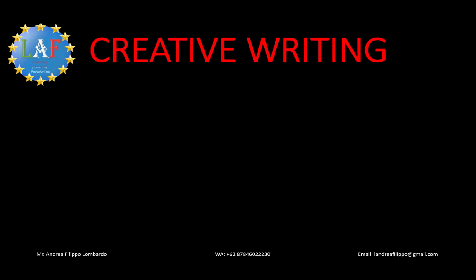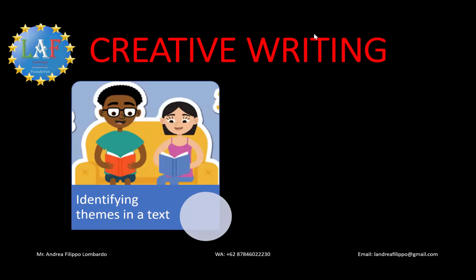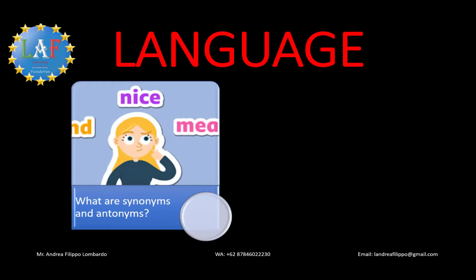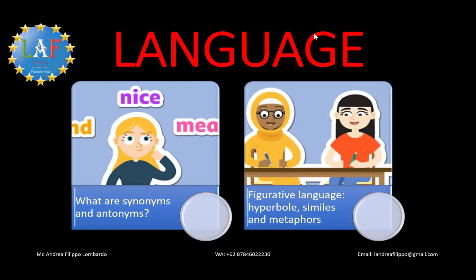The next section will be about creative writing, where the students will learn how to identify themes in a wide range of stories, and they will find out why it's important to check their work for errors. The next section will be about language, where the students will see that synonyms are words with the same meaning. Antonyms are words that mean the opposite, and they will also learn how to use figurative language such as hyperboles, similes, and metaphors effectively.